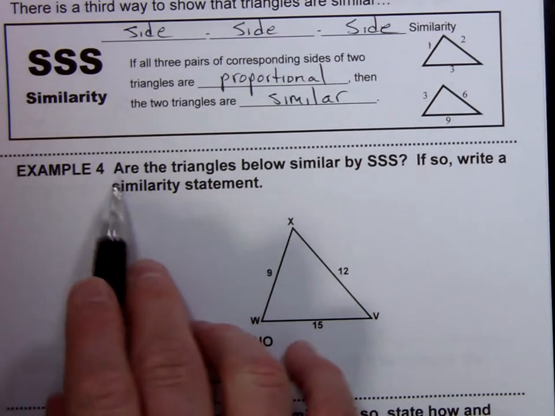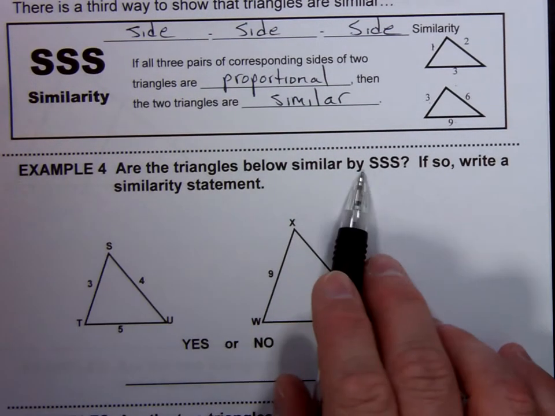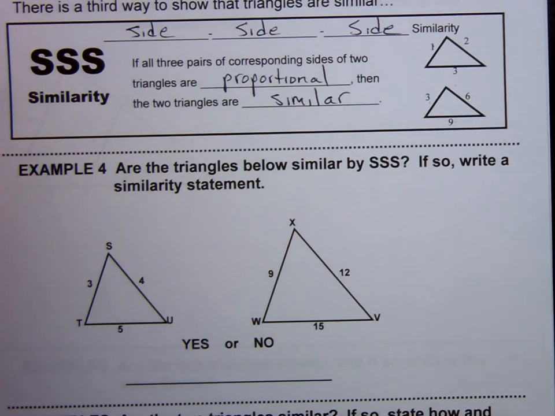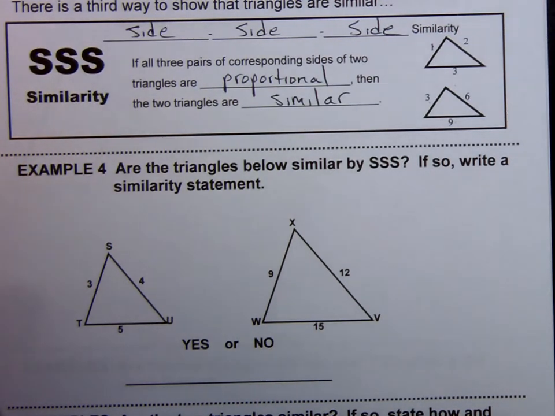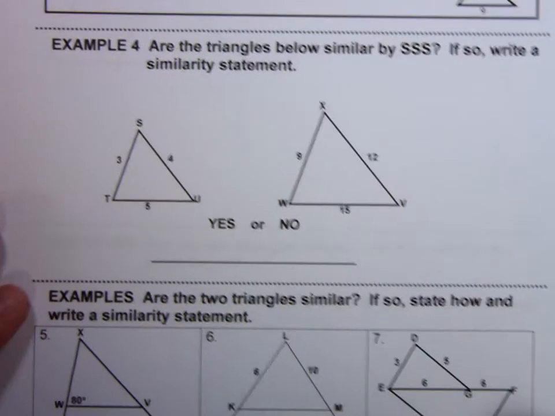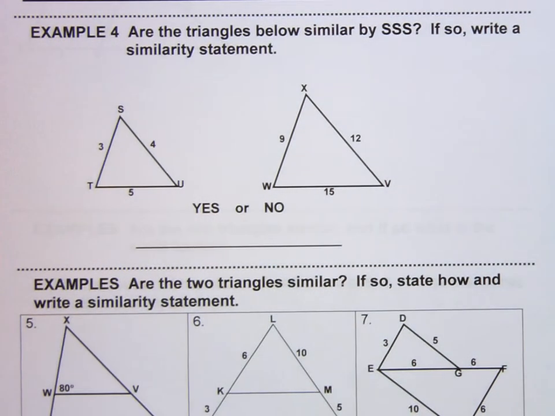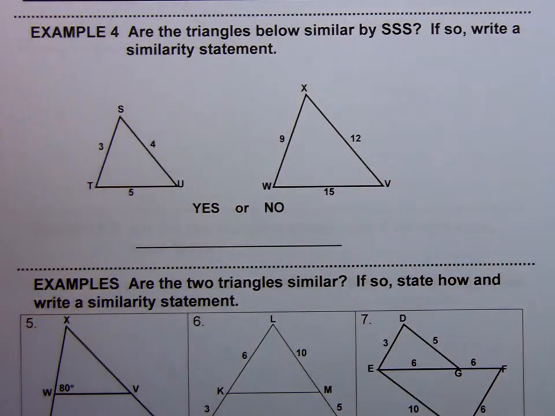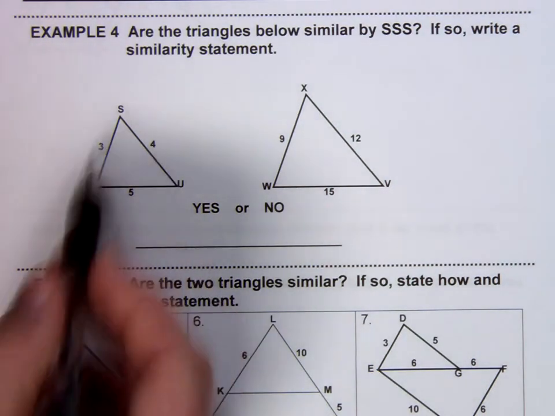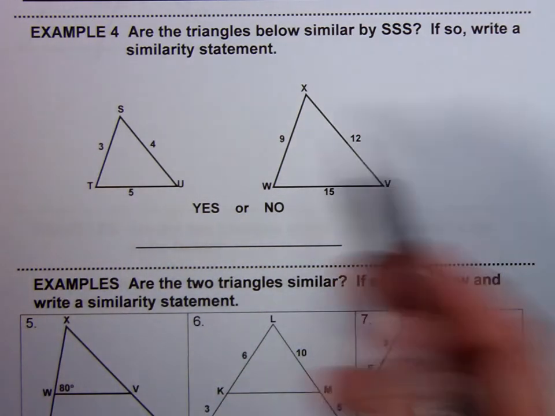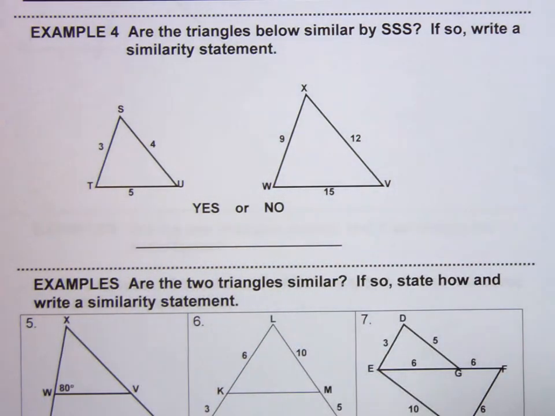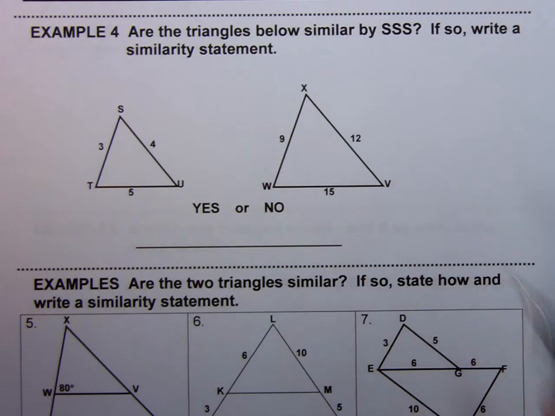So looking at example 4, are these triangles below similar by side, side, side? And if so, write a similarity statement. So let's set up a proportion. And if we're not exactly sure what should correspond with what, right now these pictures are turned the proper way for us where it's easy to see what corresponds with what. But if you're not sure, just remember that the smallest side from this triangle has to correspond with the smallest side from this triangle if they're going to be similar. The largest side has to correspond with the larger side and so forth.